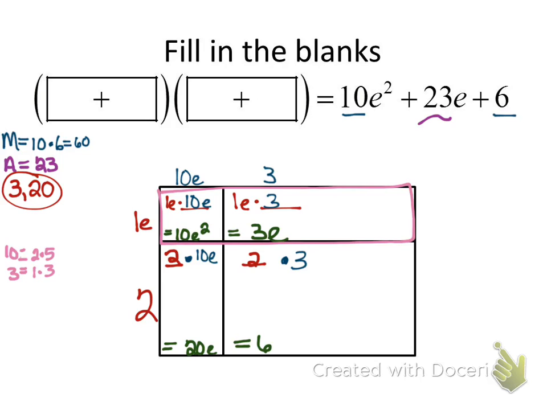Now, you're almost done. The very last part is to fill in the blanks. I already finished. Okay? So what's my height? 1e plus 2. My width? 10 and 3. And that's it.